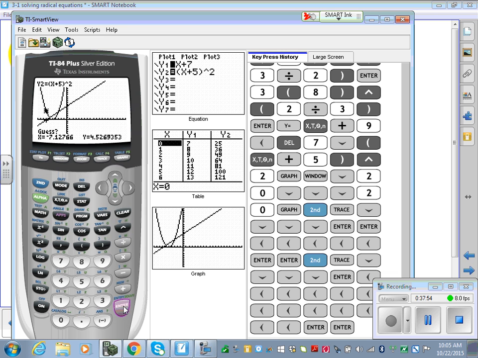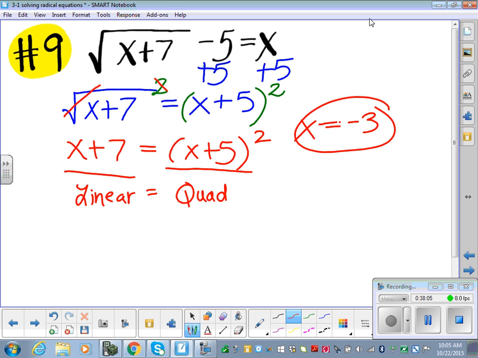I hit enter again. Now it says, do you want me to guess? Hit enter again. I check and make sure it's landing on this one. It's intersecting at -6. So x is equal to -6.